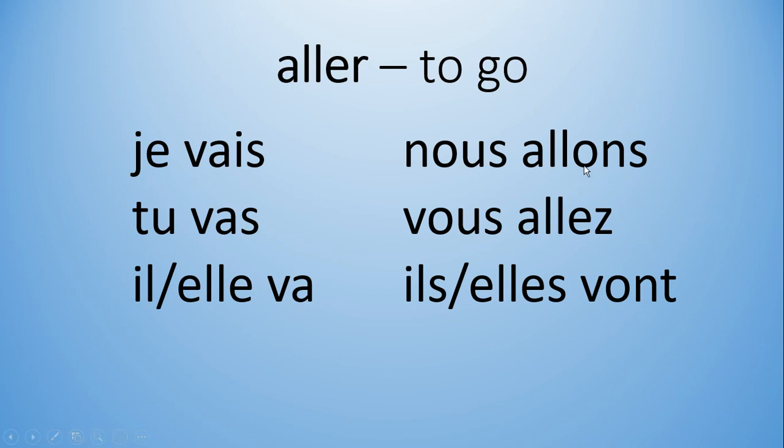And by the way, we do notice a little bit of a Z sound in here on these two just because it starts with an A. Okay, so nous allons, vous allez. We got a little bit of the liaison there. Okay, one more time before we go on. Allez, je vais, tu vas, il va, elle va, nous allons, vous allez, ils vont, elles vont.